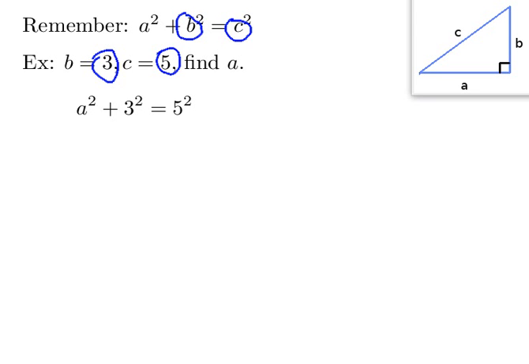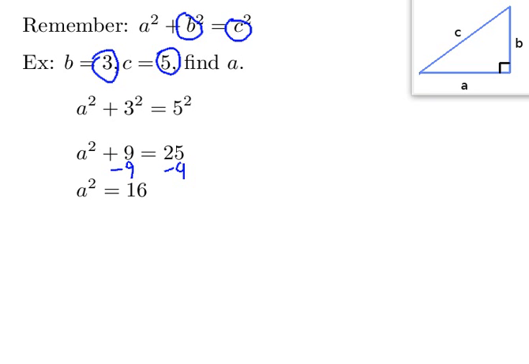So a squared plus 9 equals 25. I'm going to go ahead and write out that intermediate step. A squared plus 9 equals 25, and a squared equals 16. For this, I went ahead and subtracted 9 from both sides, and then I got a squared equals 16.